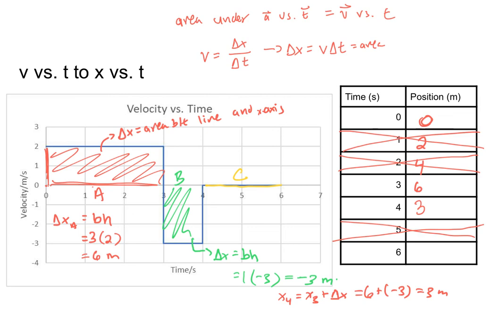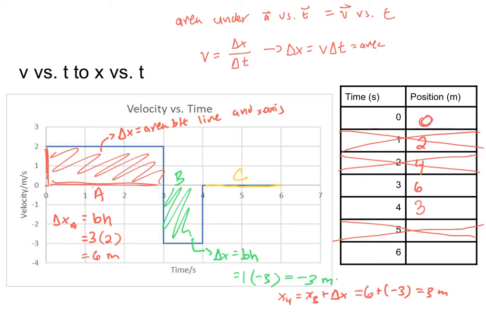The way that I like to do this is I like to calculate delta x here. And then what I'll do is I'll look at where my previous number was, and I'll just add this number to that. So I'll do 6 plus -3 to give myself this number.